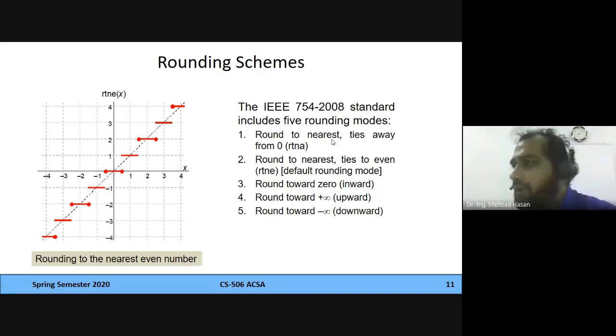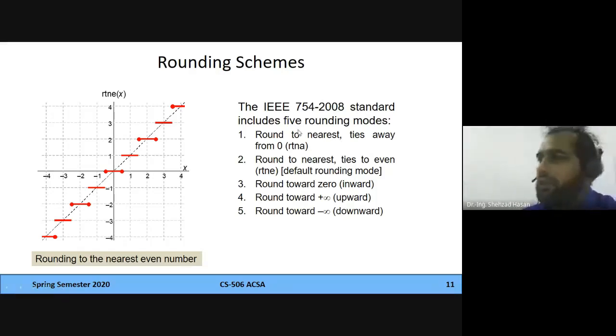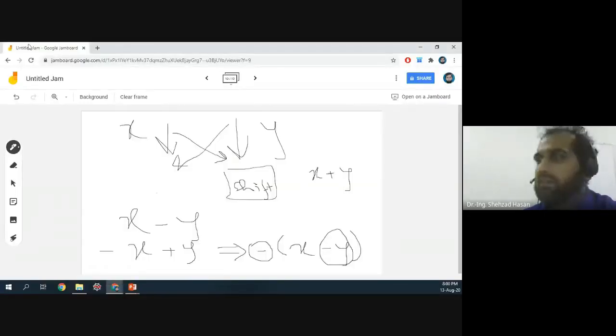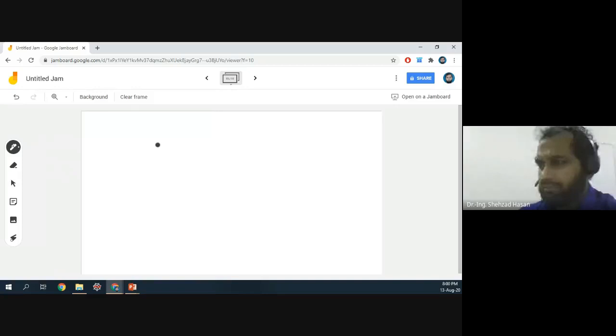Okay, so these are simple modes, and sometimes students get a little confused about one and two, and what is the difference between these two. So I'll just give an example: round to nearest ties away from zero, and round to nearest ties to even. I'm going to talk in terms of decimal digits because it makes things much simpler.